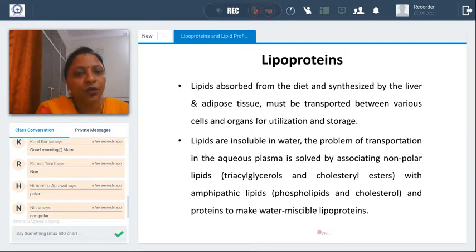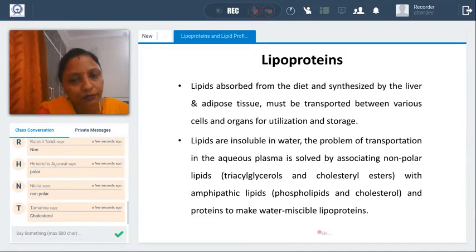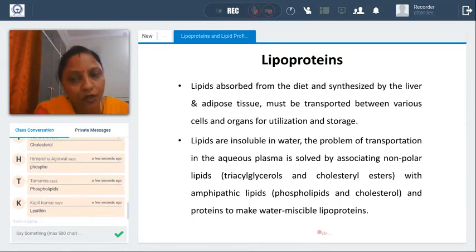Now, the main problem of transportation in aqueous plasma is solved by associating non-polar lipids, triacylglycerol and cholesterol esters, with amphipathic lipids. So what are those amphipathic lipids? Please write in the box. We have already studied these lipids and their classification. These are phospholipids and cholesterol.